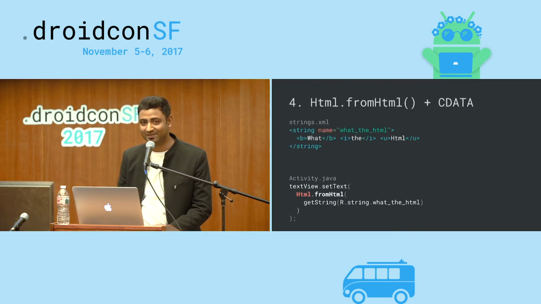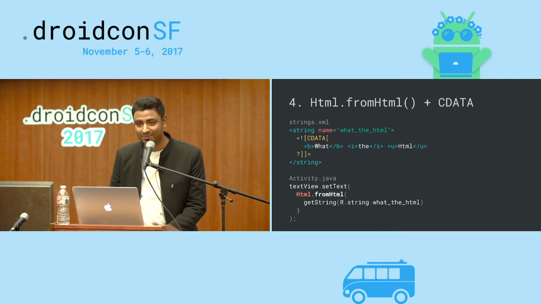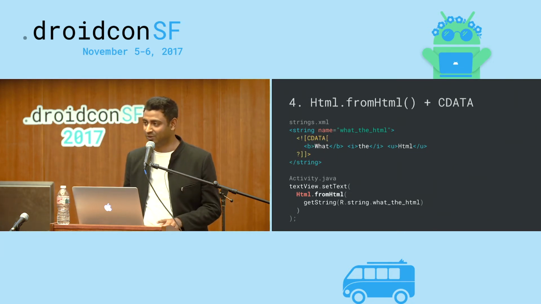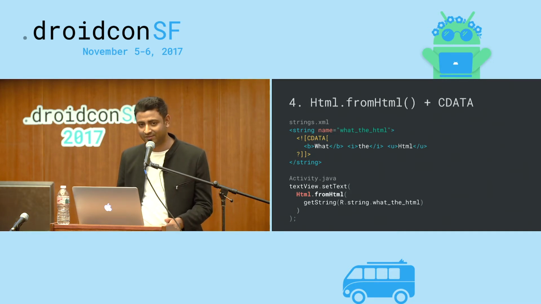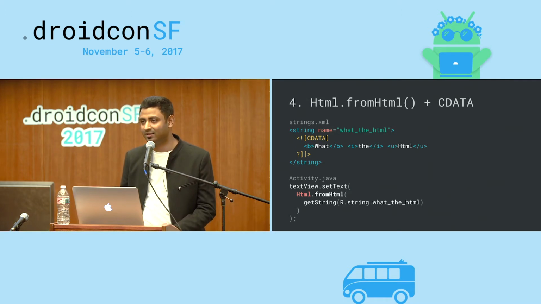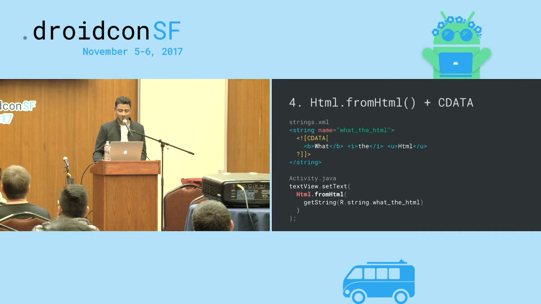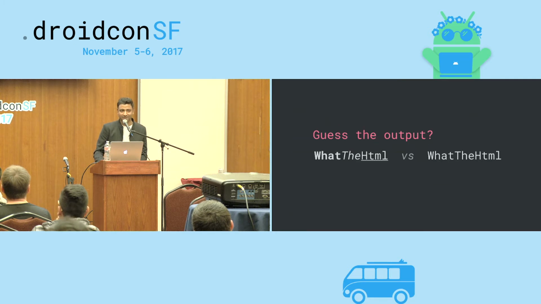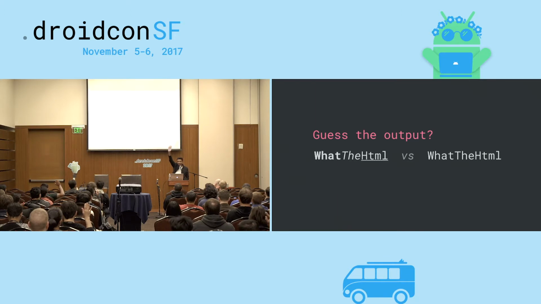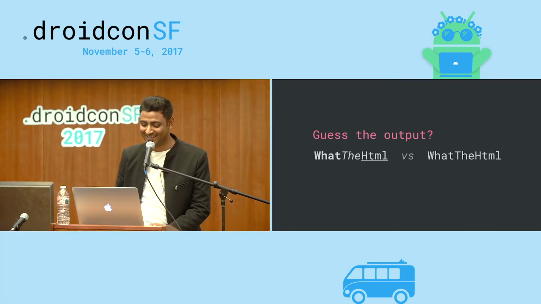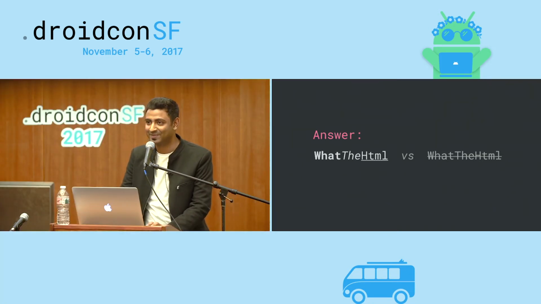Okay, finally, apart from the Html.fromHtml call, we will also wrap the string with a CDATA section. For those unaware, CDATA sections are used for escaping blocks of text that may be otherwise parsed as markup. Do you think they will show up this time? Will the HTML show up? Show of hands for the left option. And for the right option? Are you sure? The left one is the correct one.